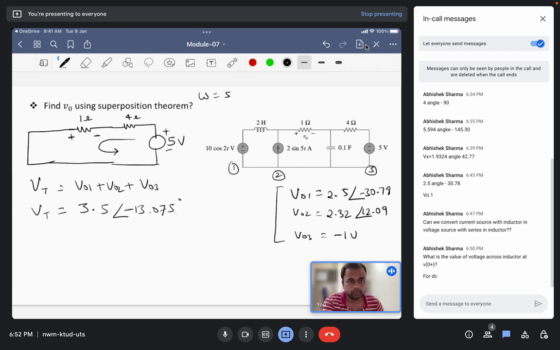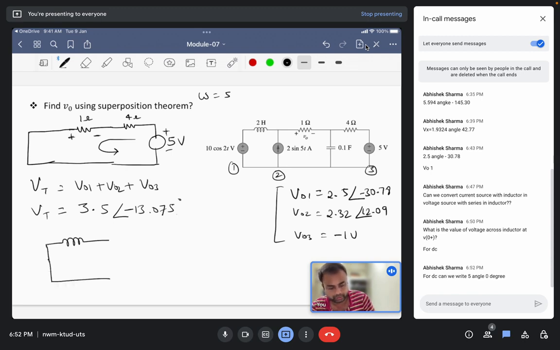Abhishek Sharma is asking what will be the value of voltage across the inductor. Okay, so you can solve this problem. If you are considering the inductor also and all the devices are currently at the 0 charge state, the circuit will look like this.